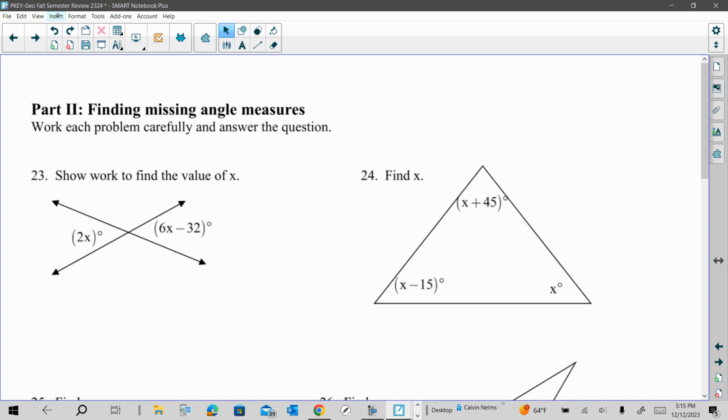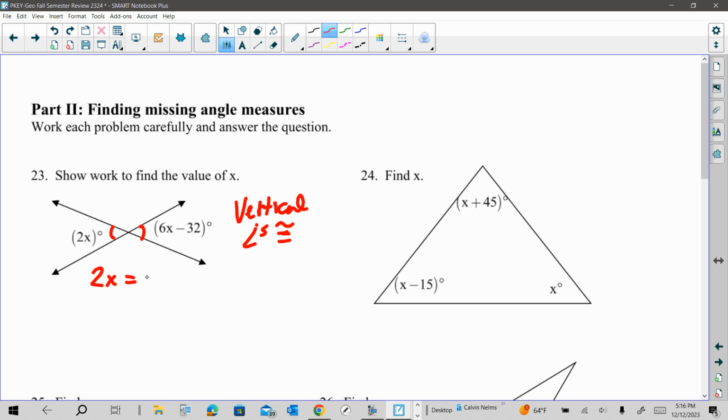So on 23 here, we have vertical angles. So you should be setting up vertical angles are congruent. So we should be setting this up equal to each other and solving for x. Here we should get x equals 8.